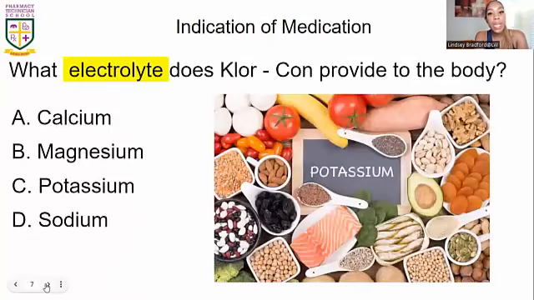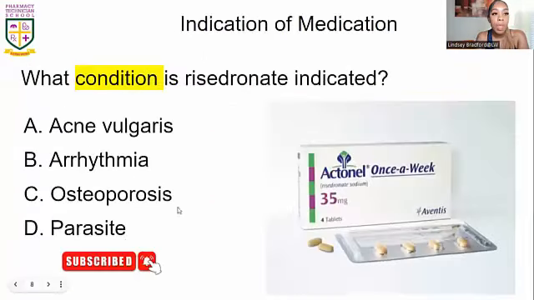The next one is indication of medications. We're talking about electrolytes, chloroquine. What does it provide to the body? Potassium. And where else can you get potassium? In these foods that are listed right here. All of these foods are packed with potassium, okay?